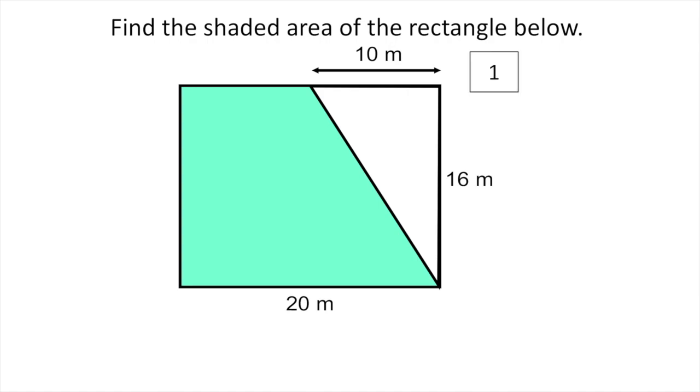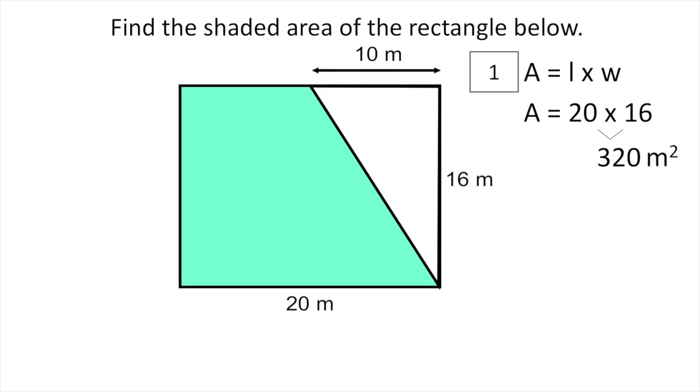The first step was to find the area of the entire rectangle. So I needed to identify the length and the width. So the area equals 20 times 16. When you multiply 20 times 16, you would have gotten 320 meters squared. That's the area of the entire rectangle. It includes both the shaded section and the unshaded section.